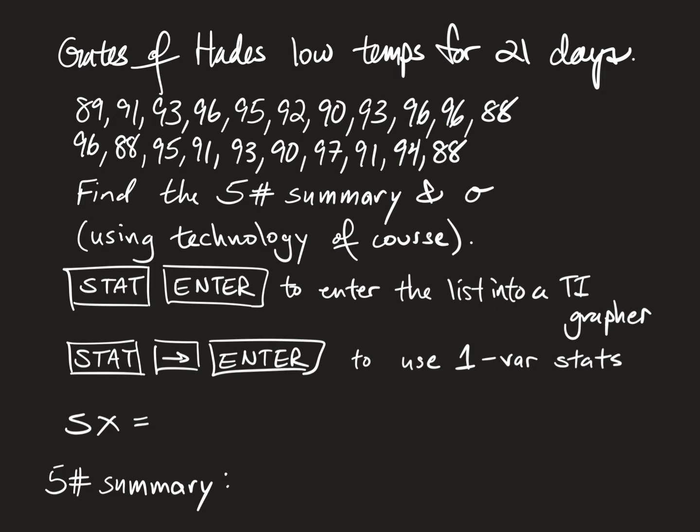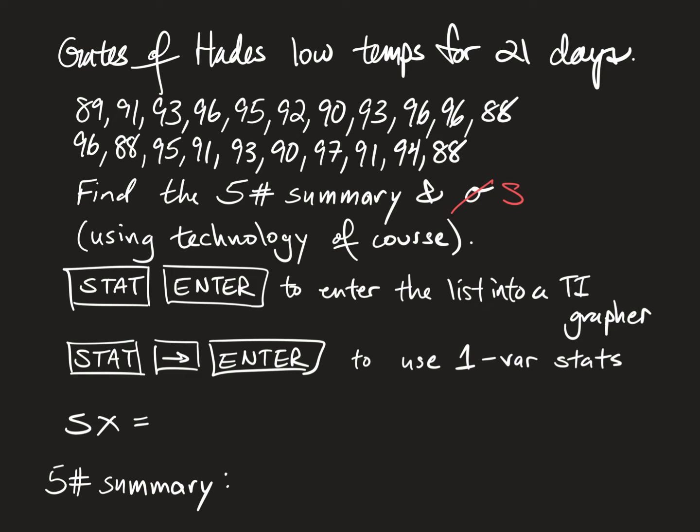Below are the low temperatures for the last 21 days for the Gates of Hades. Now, I also have a list for the high temperatures for the Gates of Hades and a list of 21 temperatures, both the lows and the highs, for Bipolaria. But we're just going to concentrate on this list here. And what we're asked to do is find the 5-number summary and the standard deviation. I guess in this case, it should actually be S, not sigma.